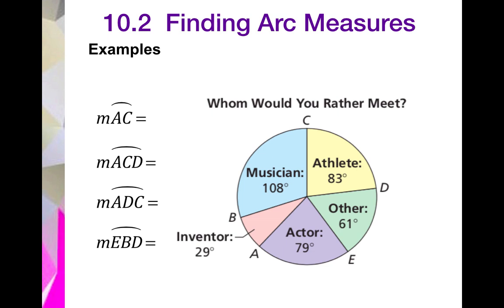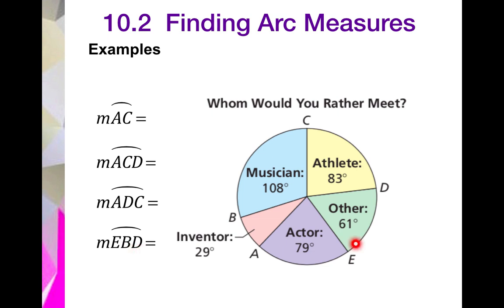So here, if I want to find AC, I'm going to go from here to here. I just add these two angles together. If I want to find ACD, it goes from here to here to here. I add four angles together to get that. And ADC, A to D to C, then I add these three angles together.